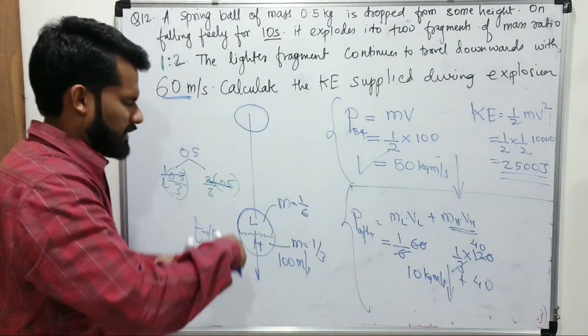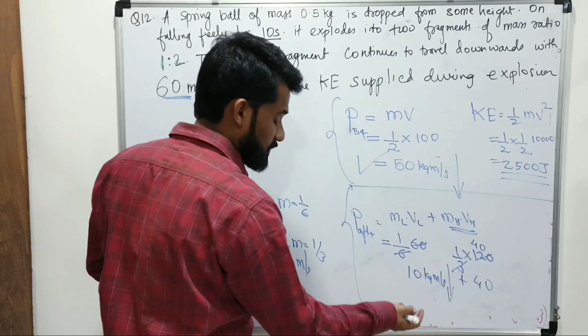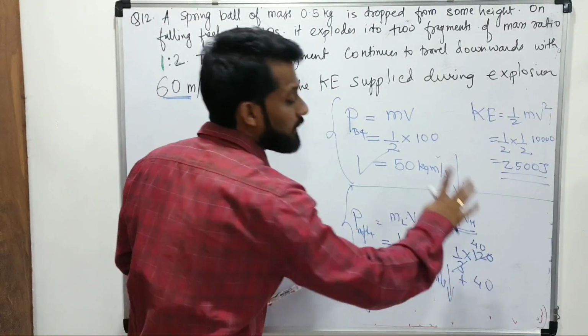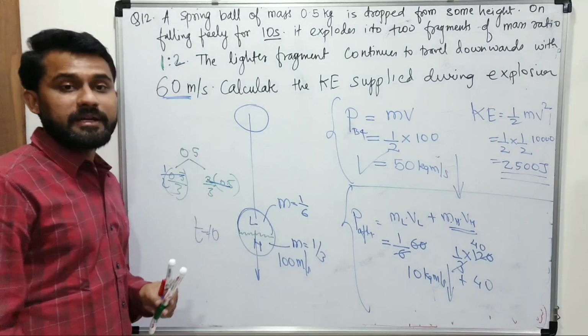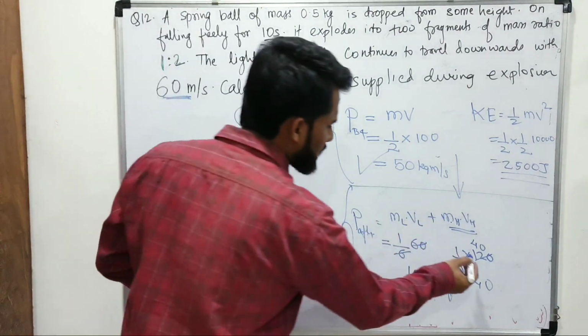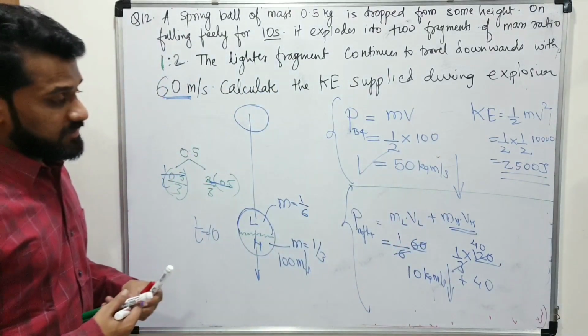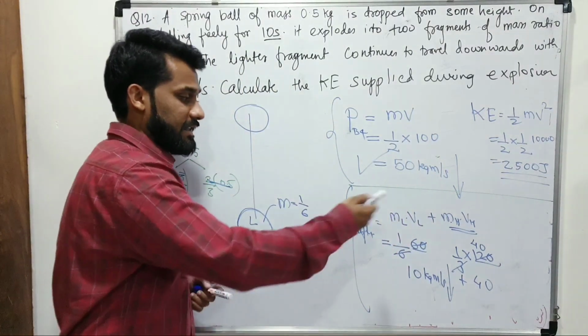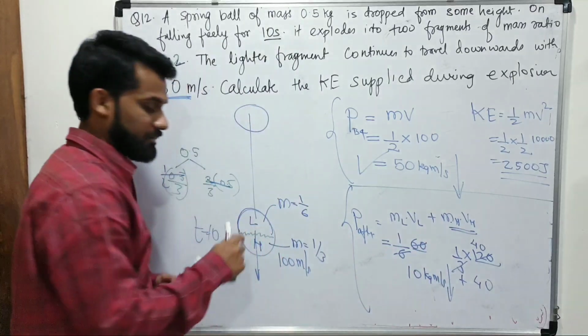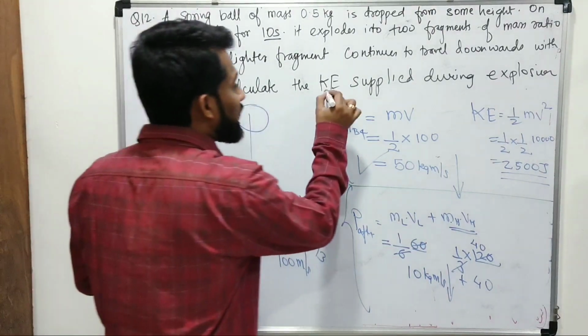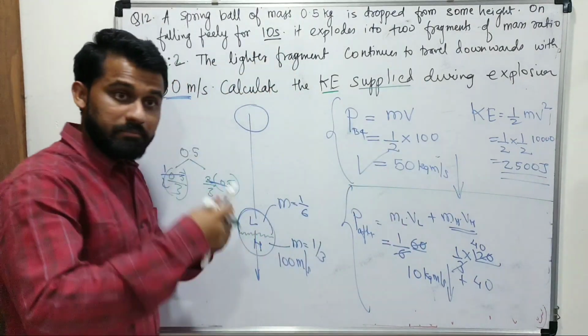After explosion, the smaller particle moves with 60, the heavier should move with 120, so as to keep the momentum the same. So heavier particle का speed 120 है, lighter particle का speed 60 है. In this process, the momentum is conserved, and hence we have calculated the speed of the heavier one, right? Heavier one का speed मिल गया. The question is, calculate the kinetic energy supplied during the collision.